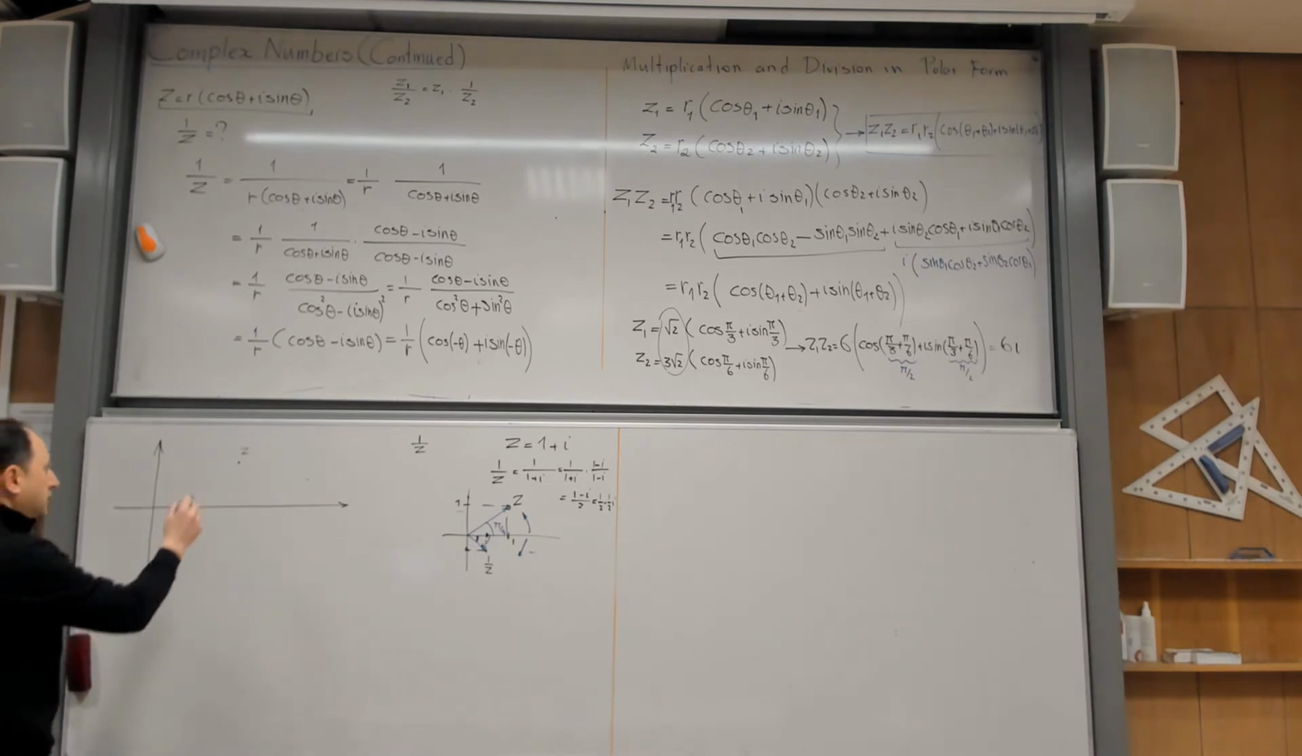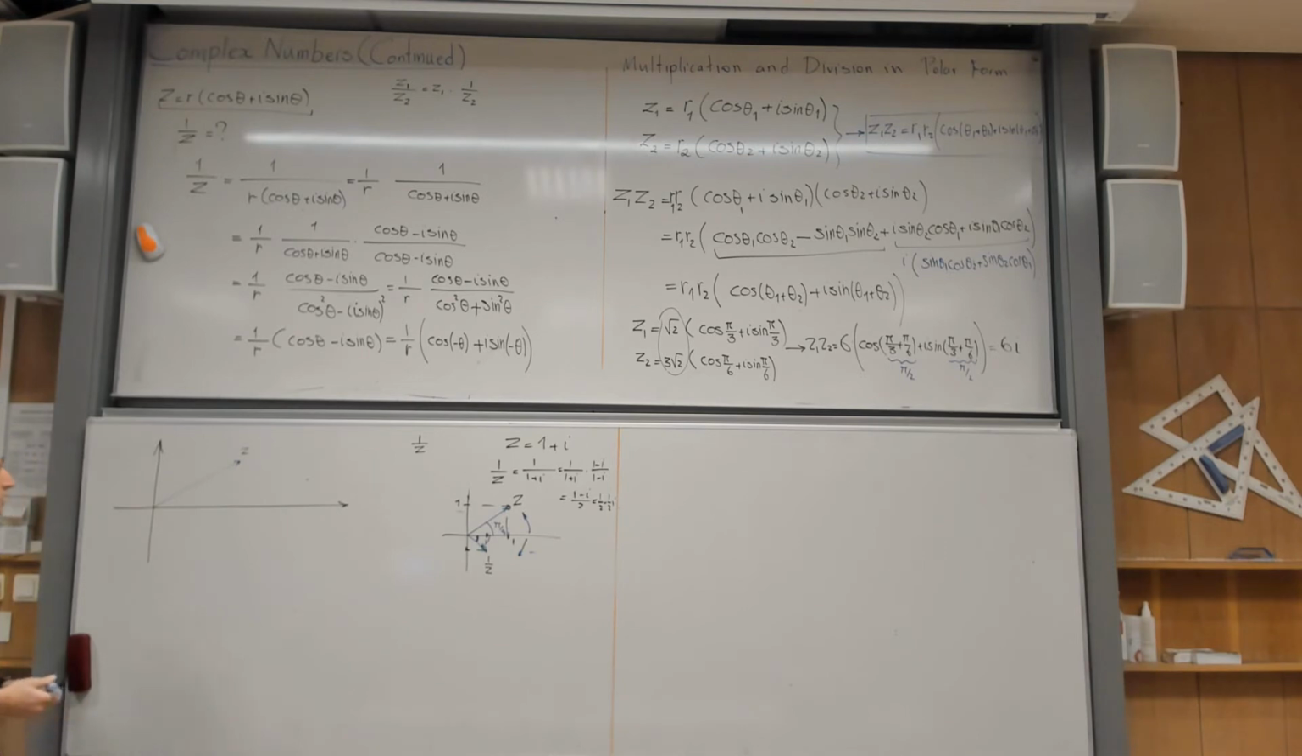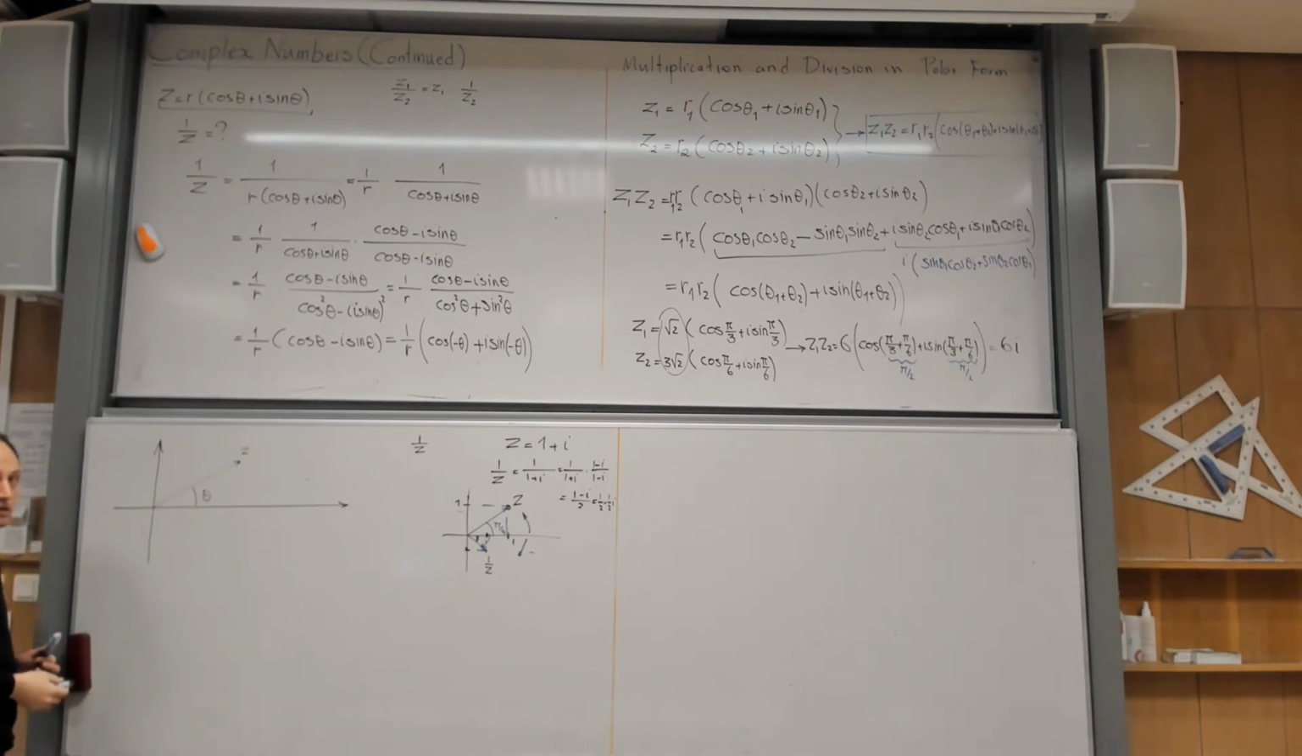As for example, if I tell you that this is z, if I ask you to draw 1 over z, what do you do? You would say that okay, if this is theta, I will find minus theta first. Minus theta is this angle.